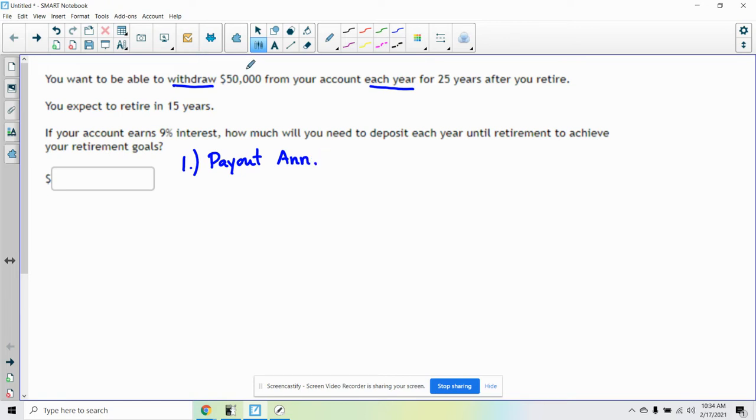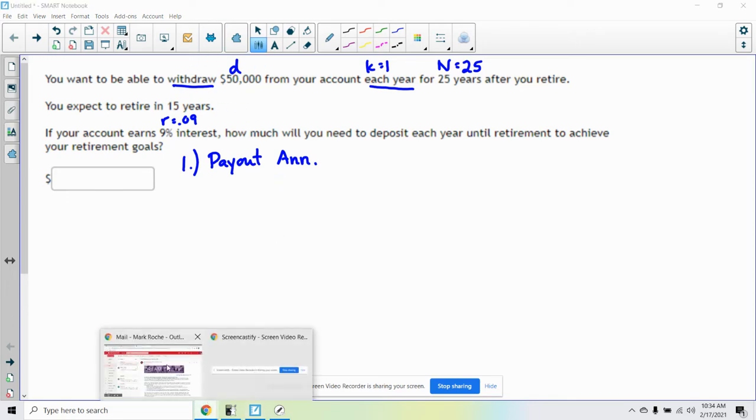Okay, where our withdrawal amount is 50,000 each year. So K is going to equal 1 for 25 years. N is 25 after you retire. And then R here is 9%, so R is going to be 0.09. All right, so we're going to set up that formula and we're going to solve for how much we need in the account to have that goal.